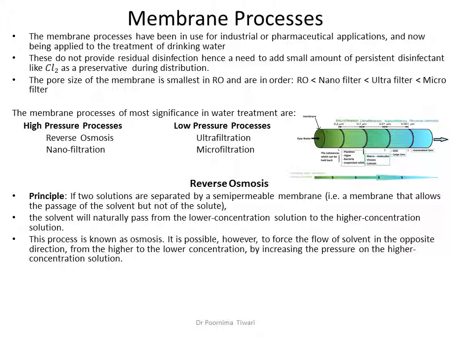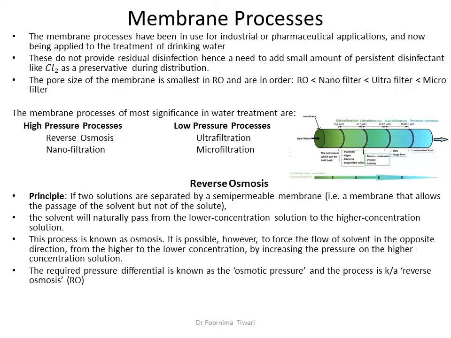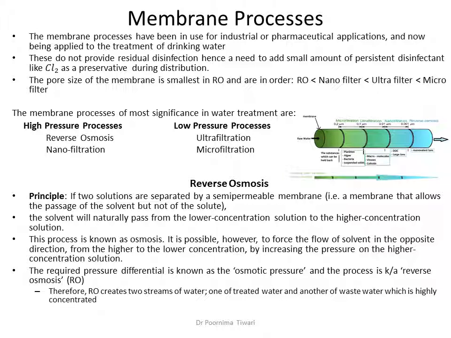It is possible, however, to force the flow of solvent in the opposite direction, that is from the higher concentration solution to the lower concentration solution, by increasing the pressure on the higher concentration solution. The required pressure for causing this is equal to the osmotic pressure, and the process is known as reverse osmosis. Therefore, reverse osmosis creates two streams of water, one of treated water and another of wastewater, which is highly concentrated.